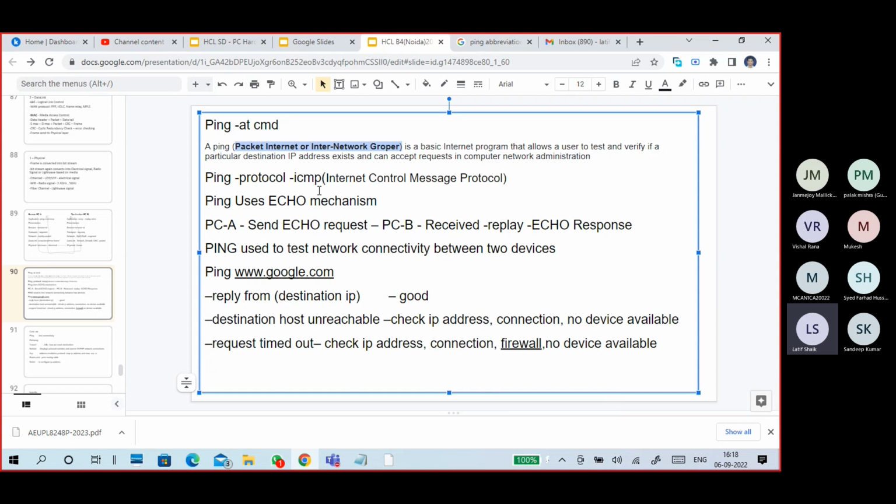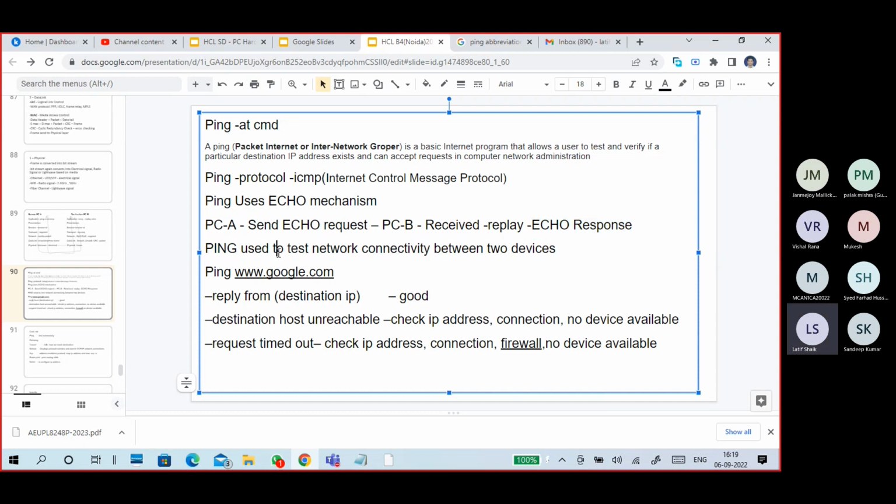So what is the ping command? The ping command uses a protocol called ICMP. Ping works based on the echo mechanism. For example, there is PCA. It sends an echo request to PCB. PCB receives it and replies to PCA with an echo response.